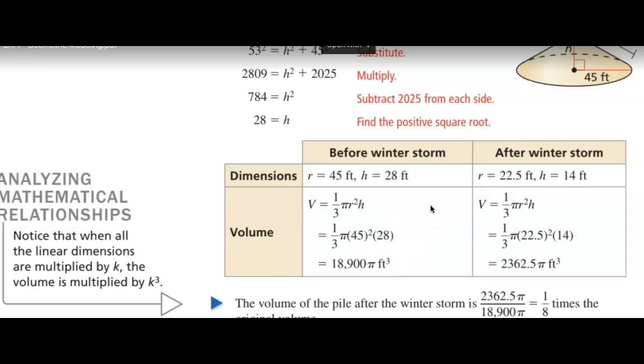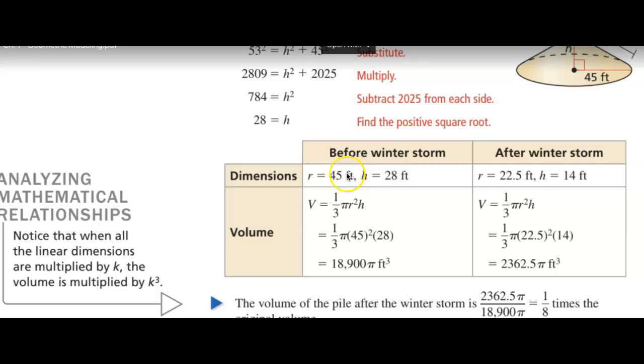Okay. Now, all we have to do for after the winter storm, the right side of this table, is to take half of the linear measurements that we started off with here, and the only ones that we need to worry about for our equation for volume are the radius and the height.